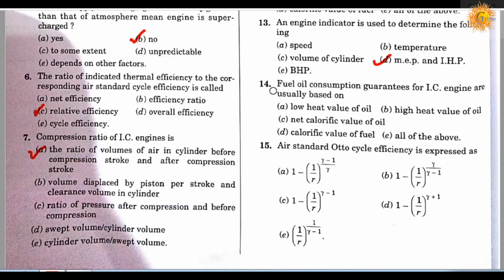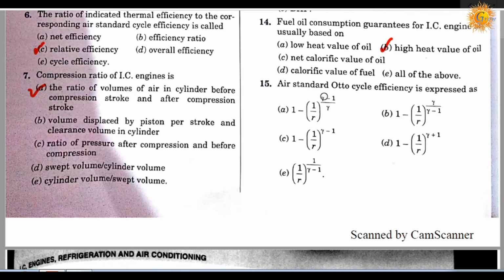Question number 14. Fuel oil consumption figures for an IC engine are usually based on option A, low heat value of oil, option B, high heat value of oil, option C, net calorific value of oil, option D, calorific value of fuel, option E, all of the above. So the correct answer is B, high heat value of oil.